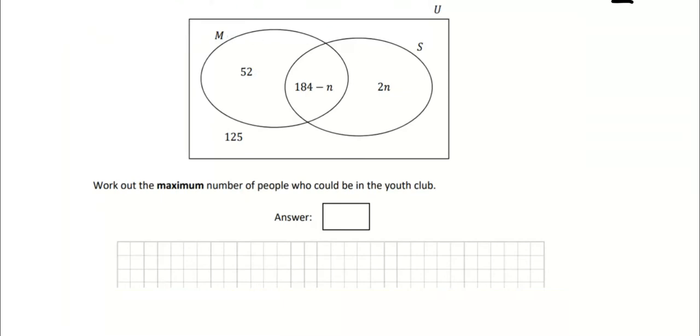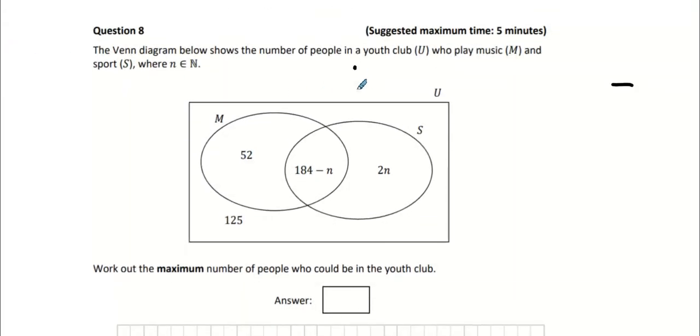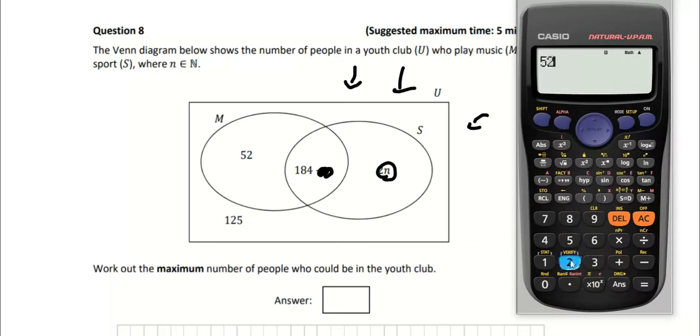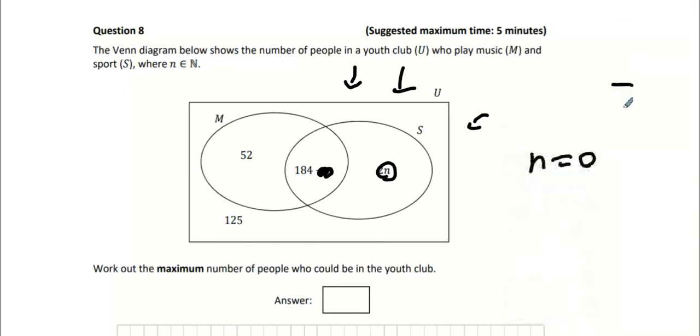So first thing I'm going to try is 0. Now please remember everybody inside the box is in the U club. So imagine I try n equals 0. This essentially makes 2 times 0 that 0, and then 184 minus 0 will just be 184. And how many people would this have in the club then? It'll have your 52, your 184, and then it'll also have your 125. So this means 361 people are in the U club when n equals 0.